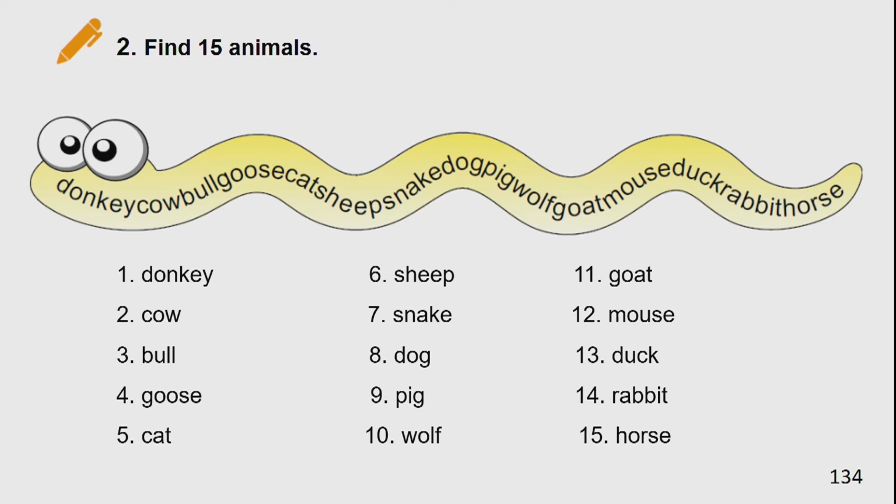Number 1, donkey. 2, cow. 3, bull. 4, goose. 5, cat. 6, sheep. 7, snake. 8, dog. 9, pig. 10, wolf. 11, goat. 12, mouse. 13, duck. 14, rabbit. And 15 is horse. Great.